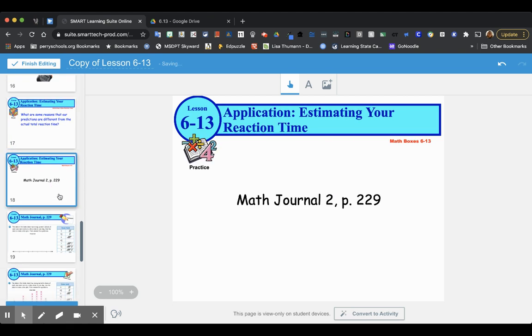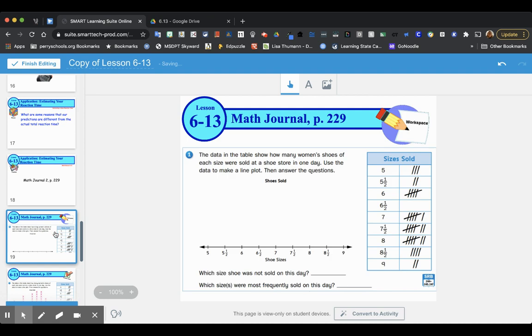Next, I want you to turn to page 229, and let's take a look at this first problem. It says the data in the table show how many women's shoes of each size were sold at a shoe store in one day. Use the data to make a line plot, then answer the questions. So you can see the data over here. We can see the line here. You need to plot the data and then tell which shoe size was not sold on this day, and then which shoe size was the most frequently sold on this day. Pause your video, come back, and check your work.